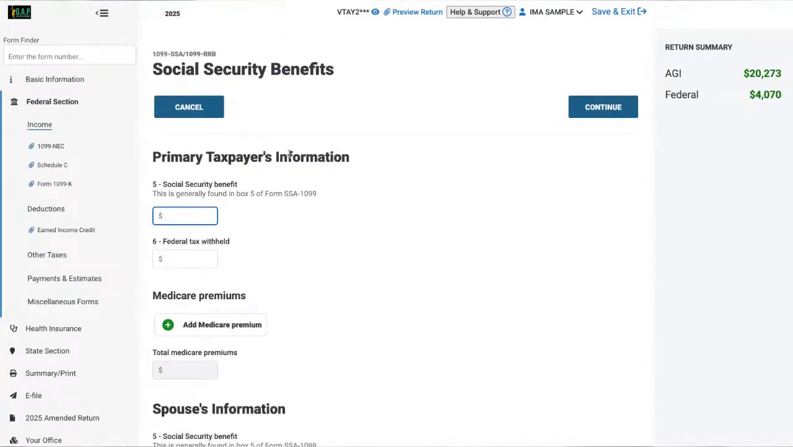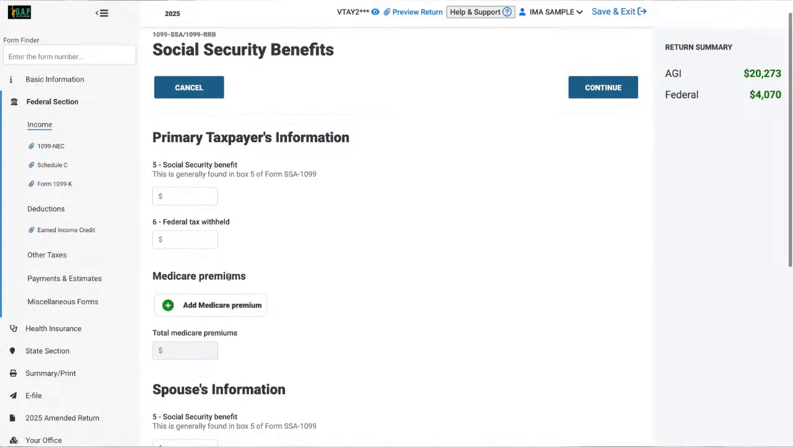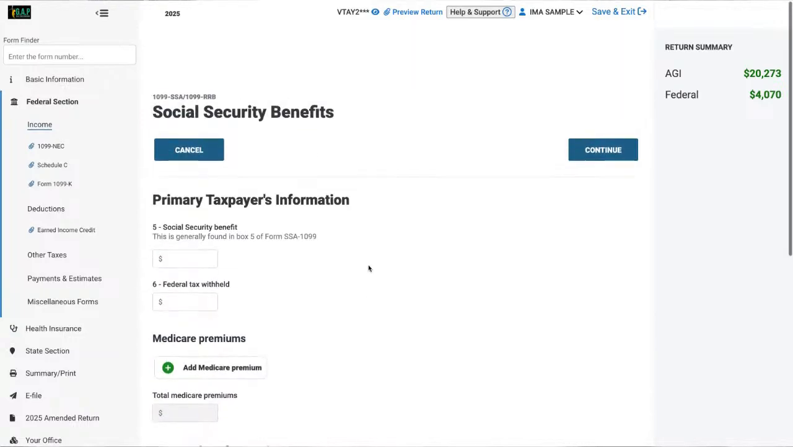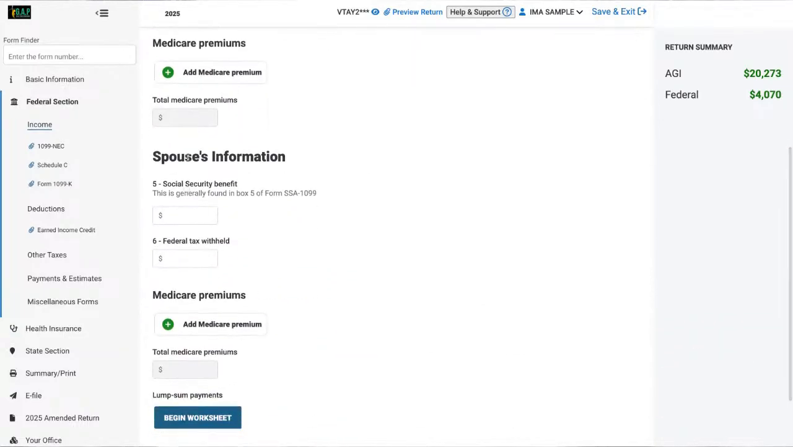Since this is for the husband, who is the secondary, do I put the information here? No, because this is for the primary. I'm looking for the secondary, so I'm going to scroll down to the spouse's info, because James is not the one listed here.